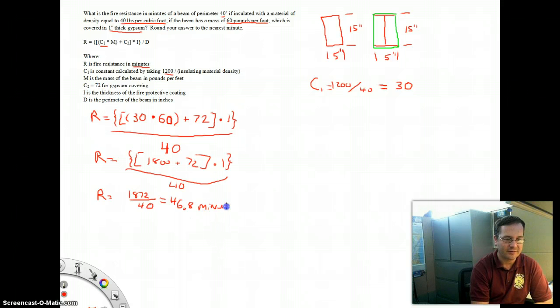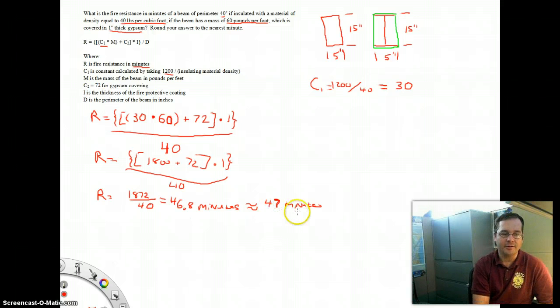And in fact, if you read the directions on the test, it actually wants you to round to the nearest minute. So we'll say R is approximately equal to 47 minutes. Now it's important to understand it doesn't mean that this beam is going to come crashing down 47 minutes into the fire. It means that in a laboratory setting, they were able to keep the beam at a certain temperature under a given fire load for 47 minutes.